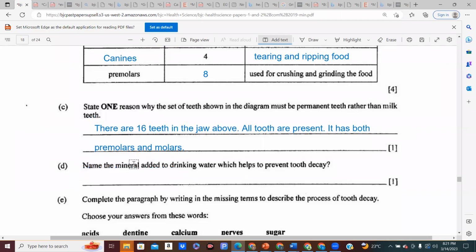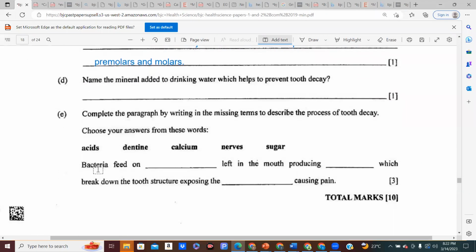Now it says, name. Okay. Moisha, where's Moisha? Right here. Can you read D, please? Name the mineral added to drinking water which helps to prevent tooth decay. Very good. What could be added to mineral water to help to prevent tooth decay? Fluoride. Fluoride, definitely. Good. Fluoride is the mineral added to drinking water to prevent tooth decay.